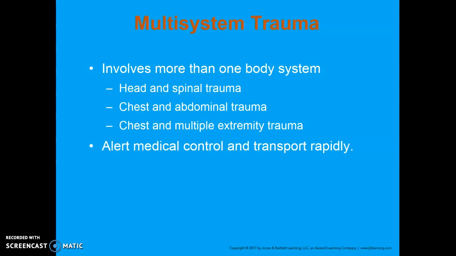Multisystem trauma involves more than one body system, just as it says. So head and spinal trauma, chest and abdominal trauma, chest and multiple extremities. You need to let medical control know and transport rapidly. Oftentimes it's going to take a full team of people to be able to care for these patients. So making sure that they have all the resources available when you arrive is definitely something you need to know.